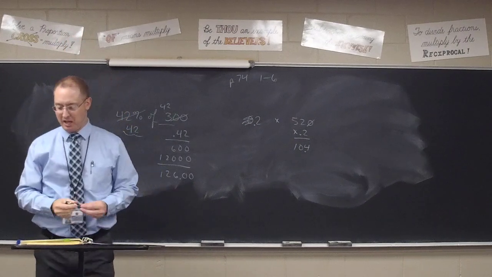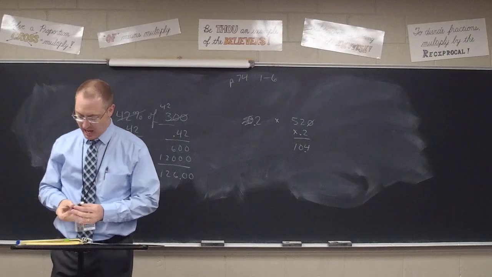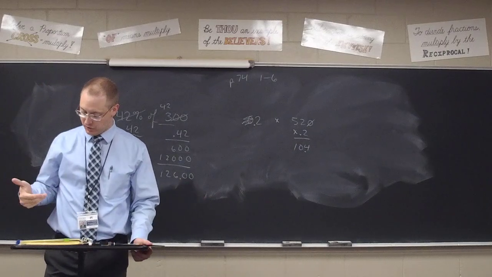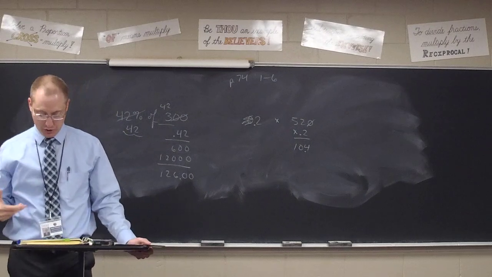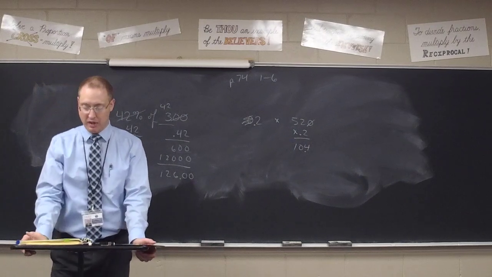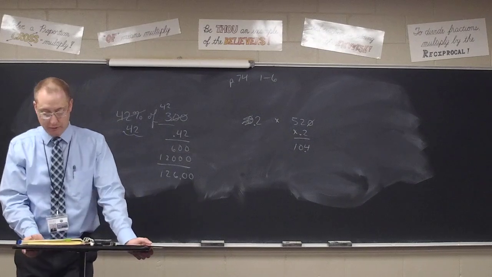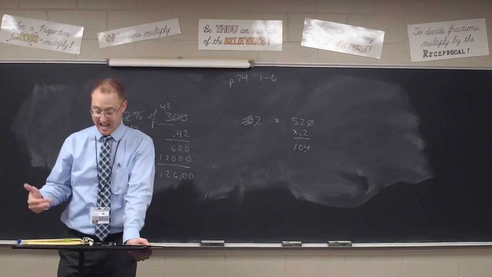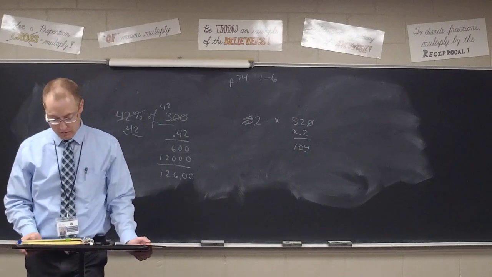Look at the chart with me. Notice 10% is a tenth. That's 10 hundredths. 20% is 2 tenths or a fifth. 30%, look down a little bit below that, 3 tenths. 40% would be 4 tenths or 2 fifths. 50% would be 5 tenths or 1/2. 60%. You get the idea?